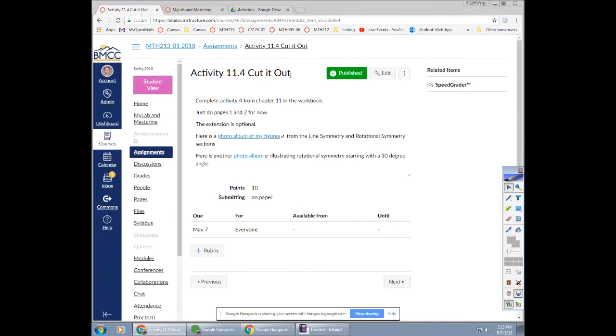We started the cut it out activity. We did the first 2 pages of that. And I am going to come back to that after I go over Taylor's problem from section 3 by showing you my version of page 3 on that. I was never able to get my symmetrical.